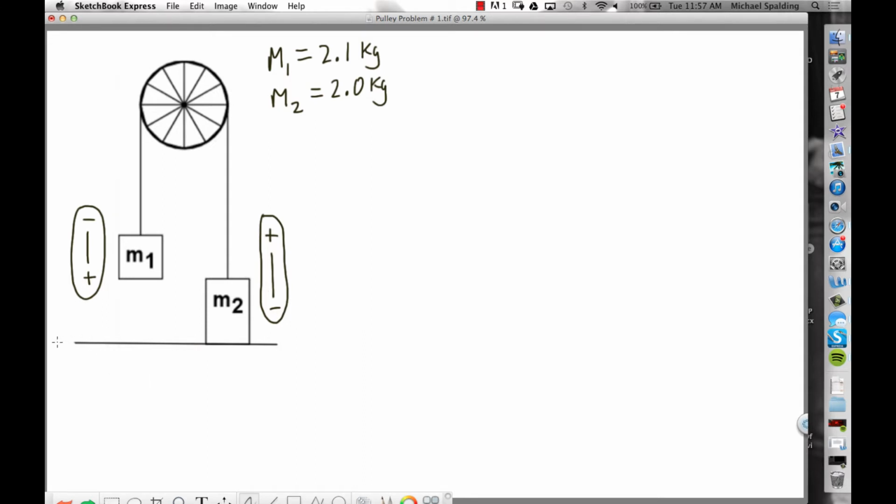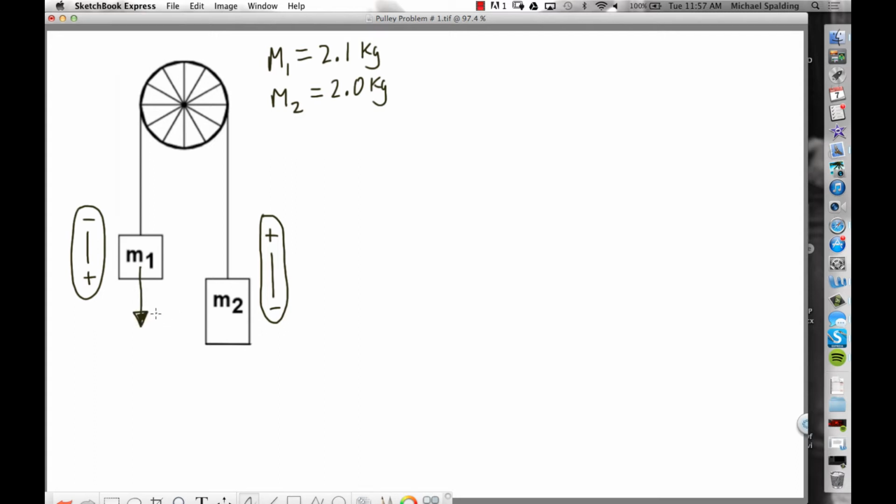So M2 comes off the ground, so I'm just going to erase the ground here. We don't even care about the ground. All right? So let's start with M1. What are the forces acting on M1? There are two. We have the force of gravity pulling M1 down, like that.